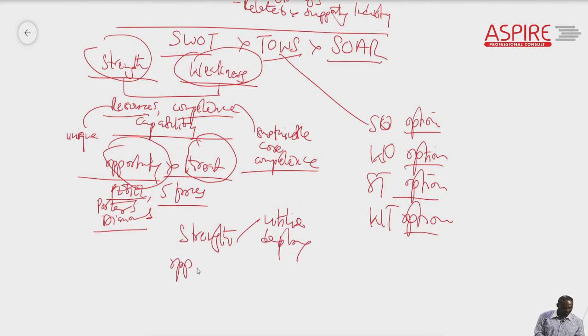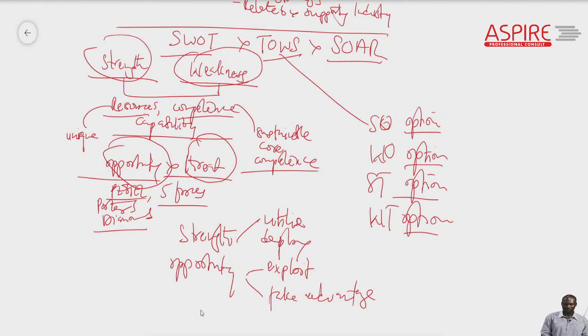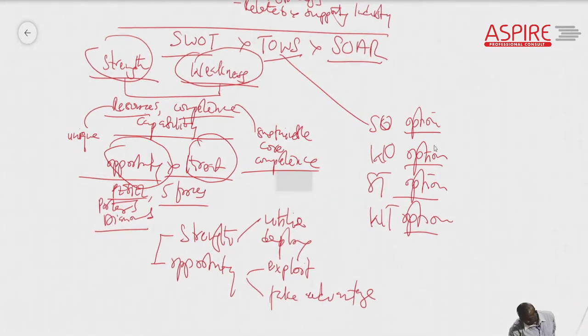For opportunity, what can you do with it? For opportunity, you can exploit or you can what? Take advantage of it. Are we clear? We spoke about that. So when is the SO option? We are either utilizing or deploying strength to take advantage or exploit what? Opportunity. And in the normal class, we did that. For its revision, I think all of us are fine. So we assume that we'll be able to do that because we're putting it into practice.